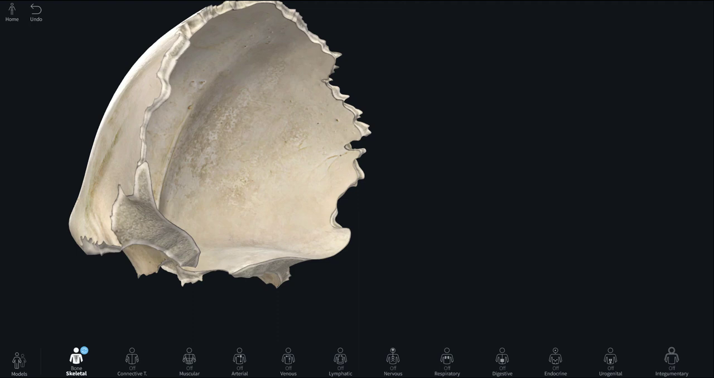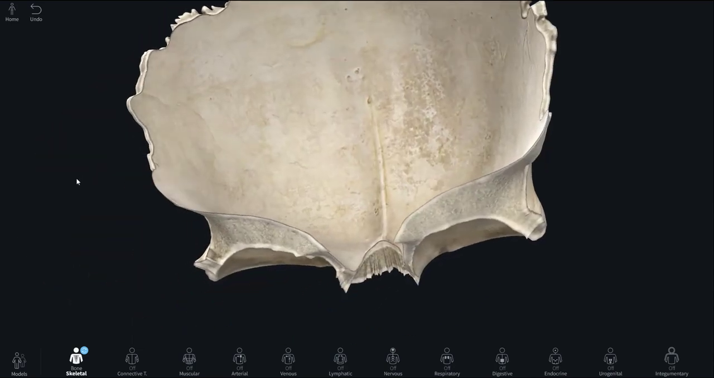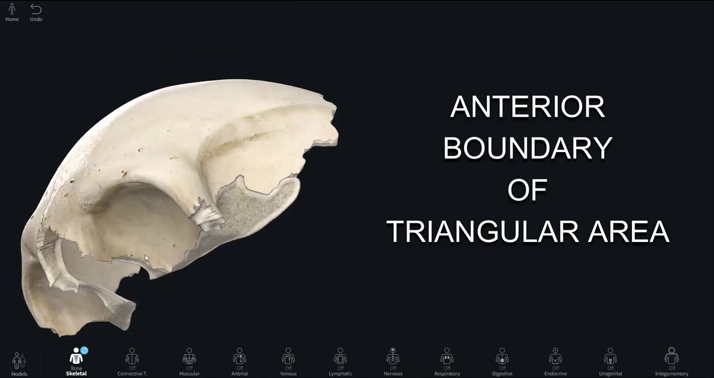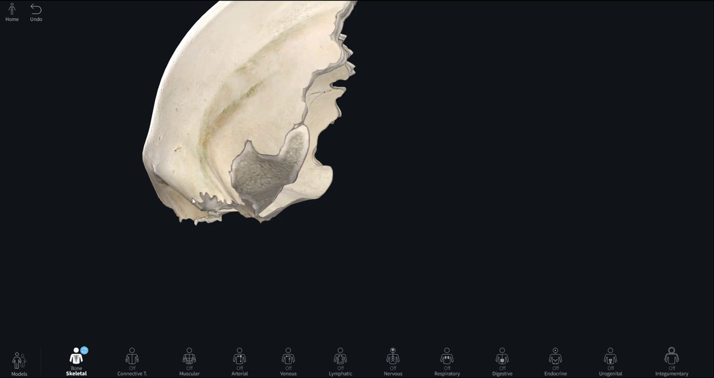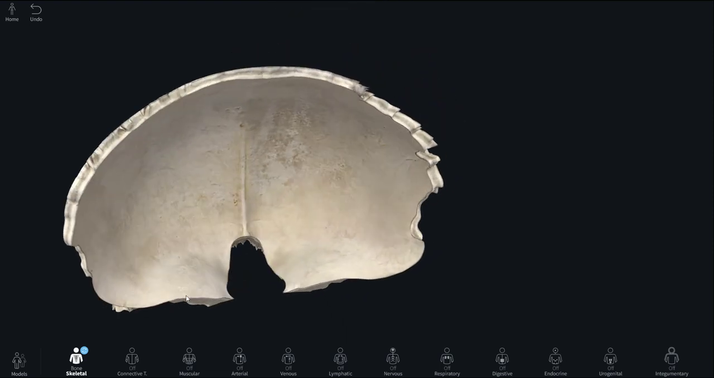Whereas the lateral margin over here is forming the anterior margin of the triangular area which I had talked about, right? The lateral margin is forming the anterior border of the triangular area, and this part was connected to which bone? The sphenoid bone. Which part of the sphenoid bone? Yes, very good, the greater wing of the sphenoid bone. Whereas the posterior margin of the cerebral surface of the orbital part of the frontal bone was articulated with which part of the sphenoid bone? Yes, the lesser wing of the sphenoid bone, right?